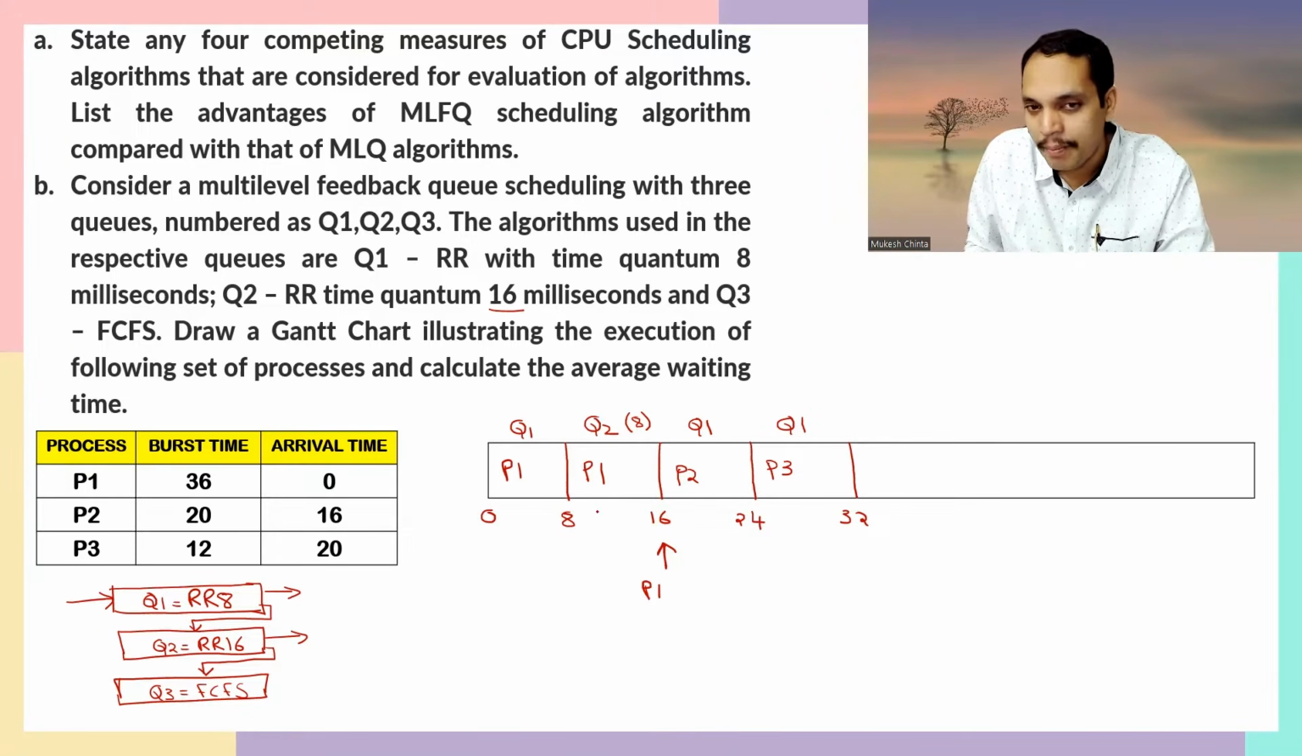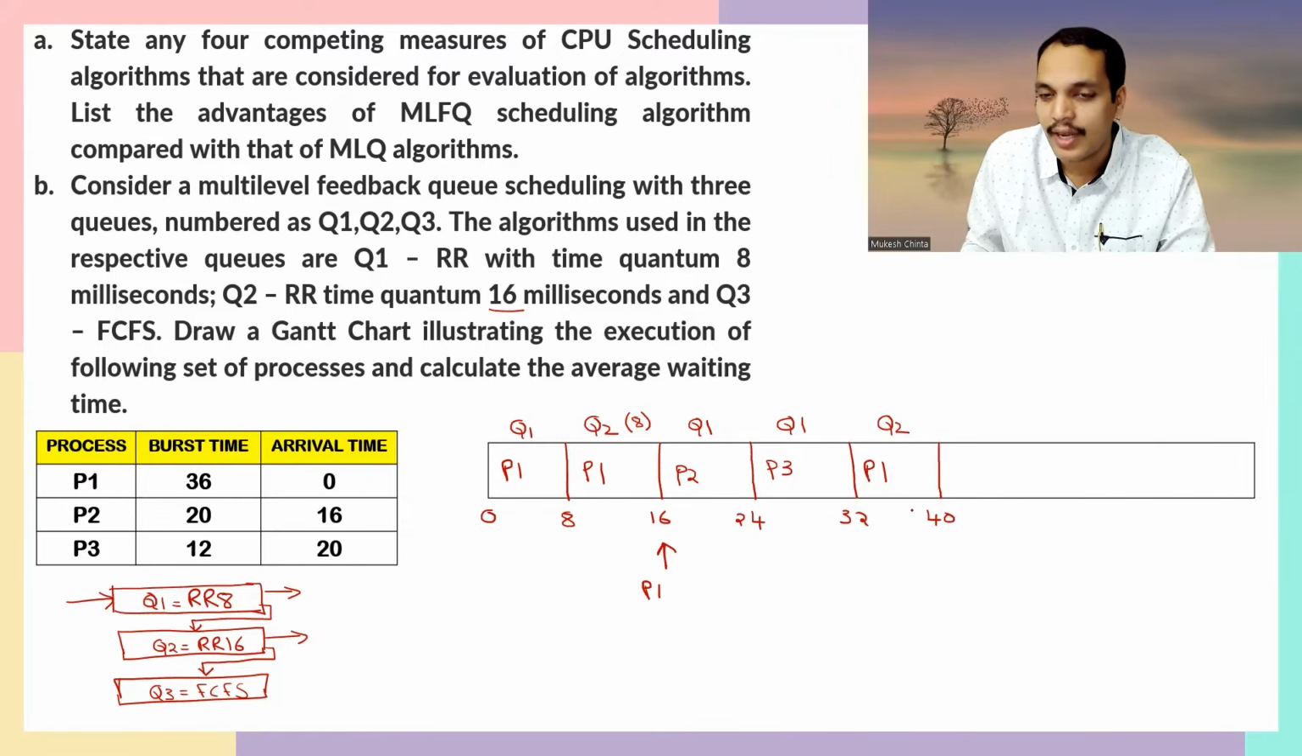Because P1 is already preempted, which had its share of 8 milliseconds, I continue with P1 here in Q2. So once again, because it's RR16, 8 is done here. So the remaining 8 will be completed by P1 till 40. This is once again Q2.